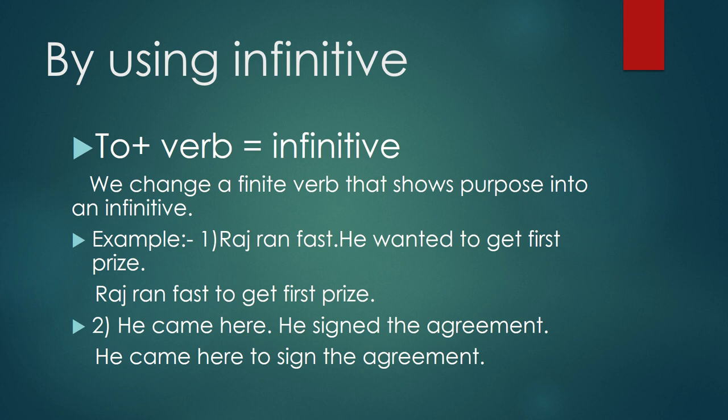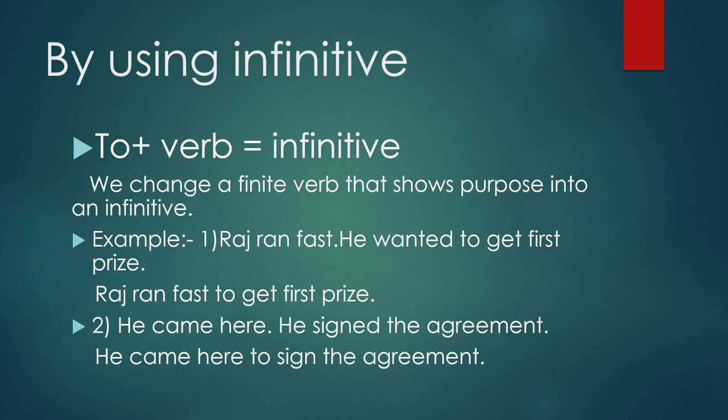By using the infinitive. So whenever we change a finite verb that shows purpose into an infinitive, whenever you find a purpose, you should use to plus the first form of the verb, meaning the infinitive. For example, Raj ran fast. He wanted to get first prize. So he ran fast. Why? Because the purpose was to get first prize. So we will make this sentence by using to plus the first form of the verb. Raj ran fast to get first prize.